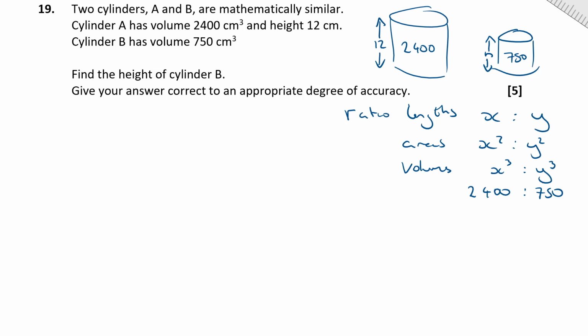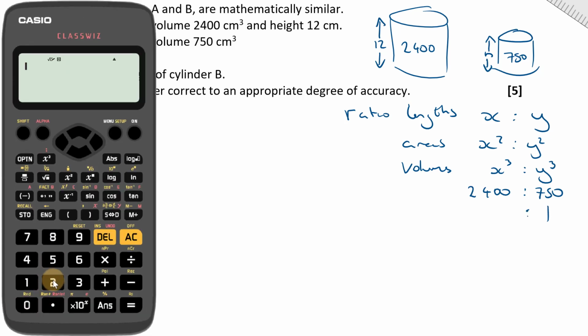Now let's make this a little bit easier to calculate with. If we divide both sides by 750, then I make this second one 1, don't I? So 2,400 divided by 750, according to my calculator, is 3.2. So the ratio of their volumes is 3.2 to 1. That means the ratio of their lengths is going to be the cube root of 3.2 to 1. The cube root of 1 is just 1.